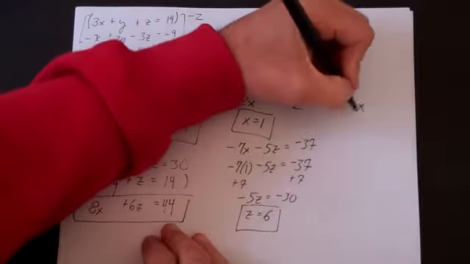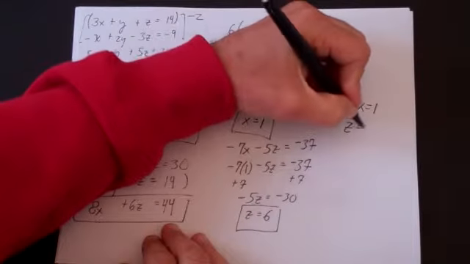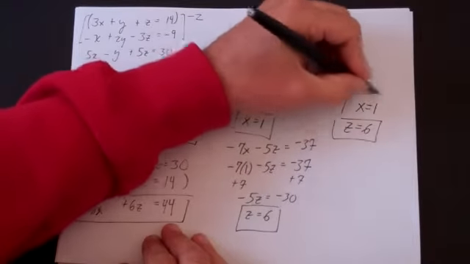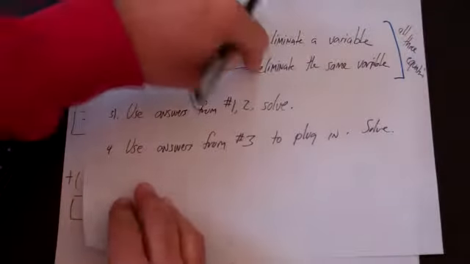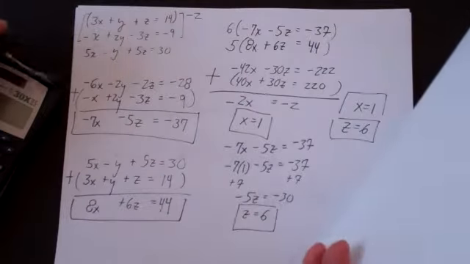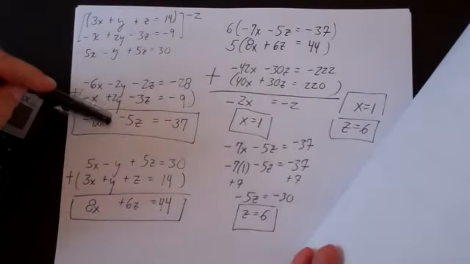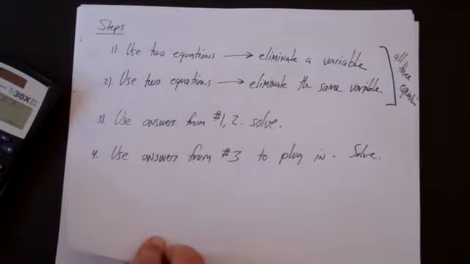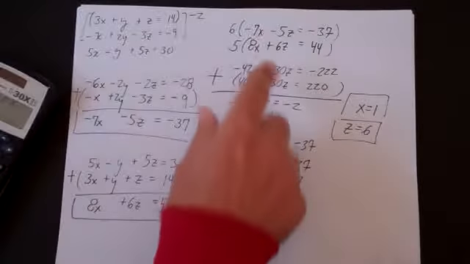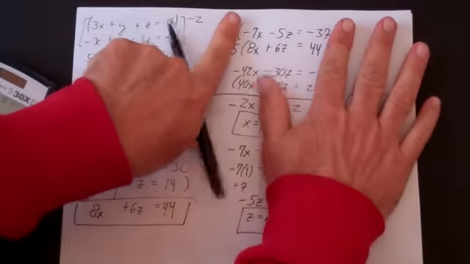So if you notice, x is equal to 1 and z is equal to 6. Now let's check to see where we are on our steps. First, use two equations to eliminate a variable. Second, use two equations to eliminate the same variable. If you notice, I did that. I took two equations, eliminated the y. Two equations, eliminated the y. I have to use all three equations in the first two steps. Then I write down my answers from 1 and 2. That's right there.